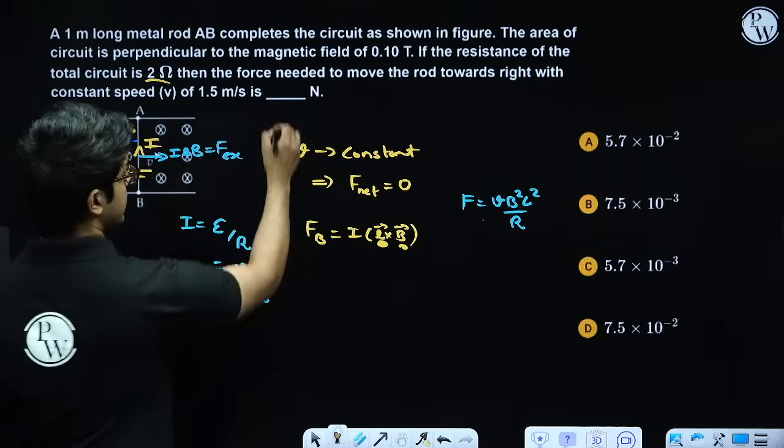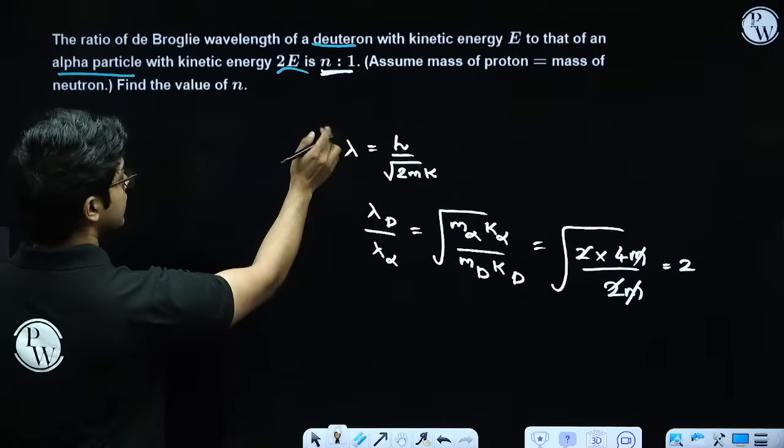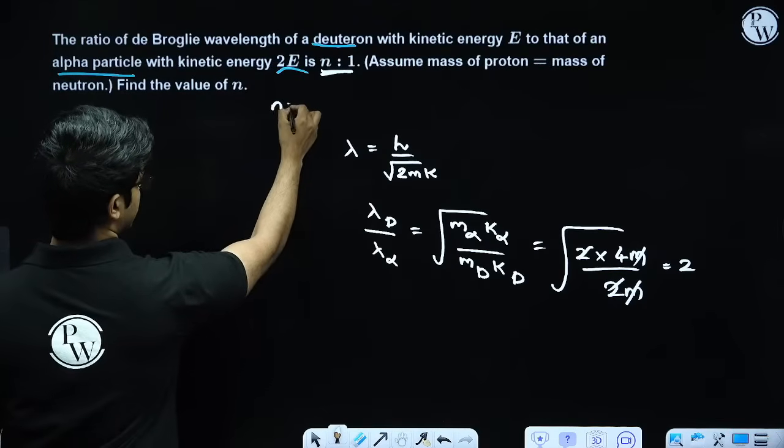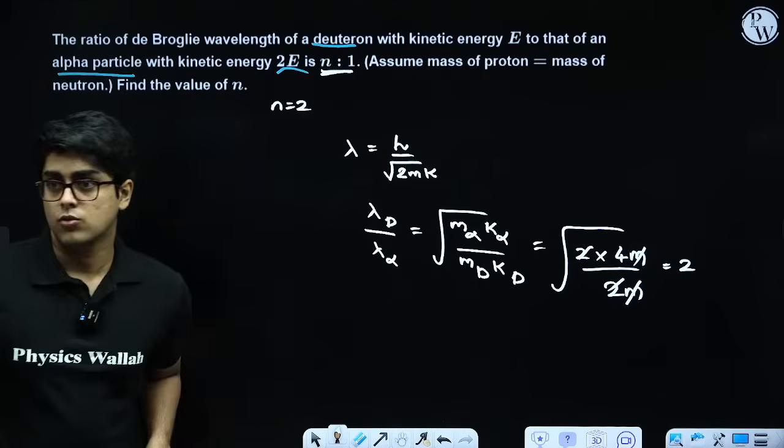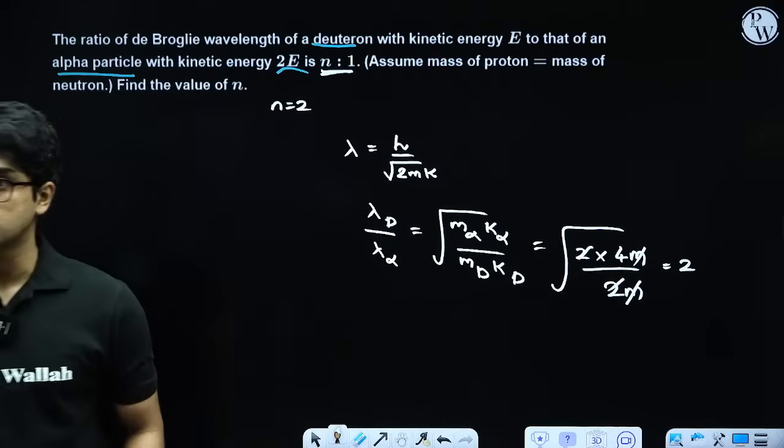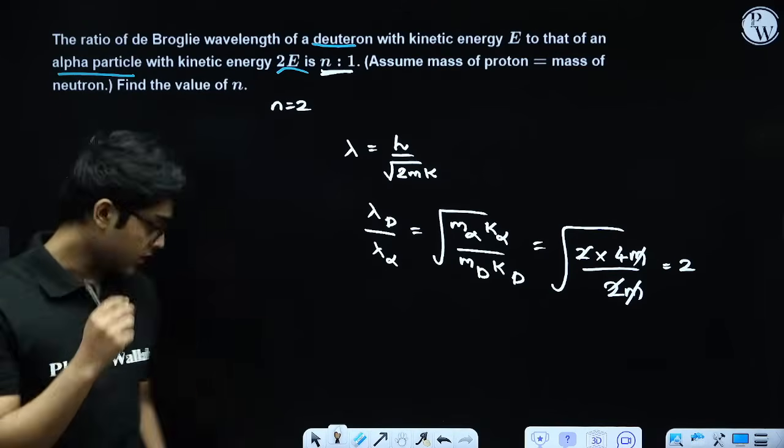Alright, so this was an integer type question, I guess. So yeah, the answer for n will be 2. So that was this question. Direction of force is wrong.